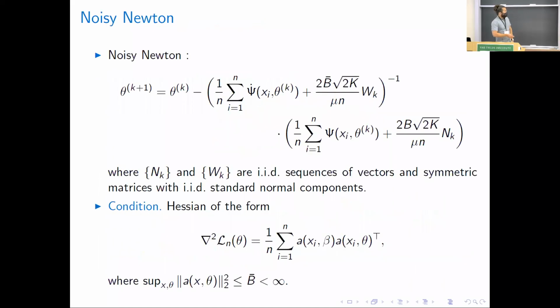So I said we do noisy Newton and noisy gradient descent. I'm just going to present noisy Newton, which is perhaps the one that looks a bit different from what other people have been working on in this literature. And what we do is quite simple, but we do need an additional assumption now. Not only is the gradient bounded, we also need the Hessian to be bounded.